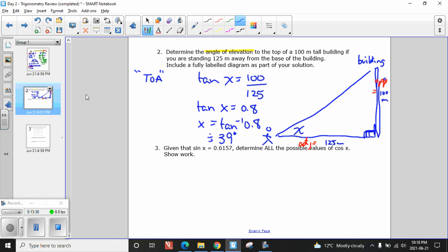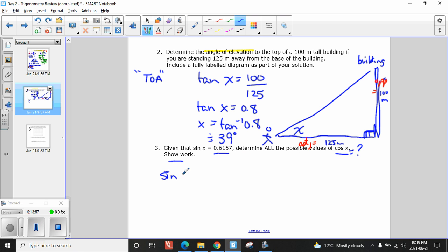All right, next one is a kind of different feel to it. It doesn't ask you to draw a picture or anything, but it does say show work. So it says, given that sine has this answer, determine all the possible values of cosine of x. Sine of x equals this, cos of x equals who knows. So that's what we're going to try to find.